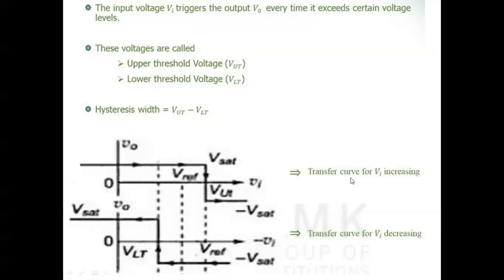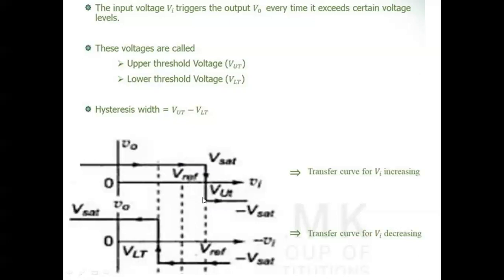So the transfer curve for Vi is increasing for UTP, and Vi is decreasing for LTP. Now if you mix both the graphs, a loop will be created.